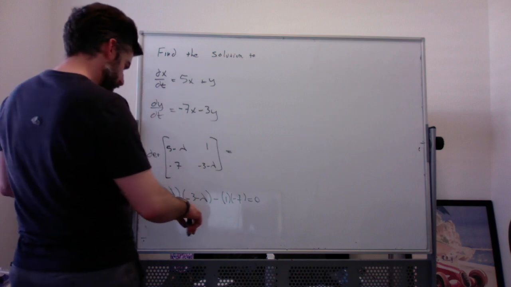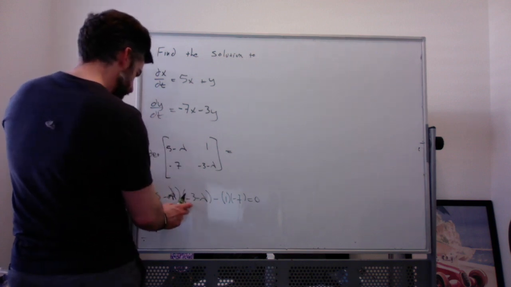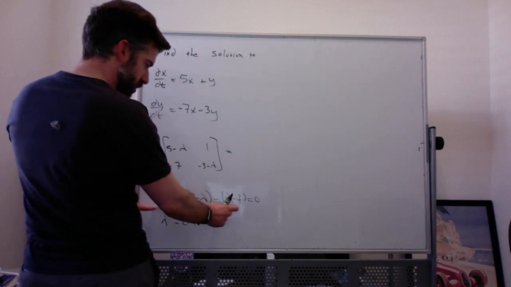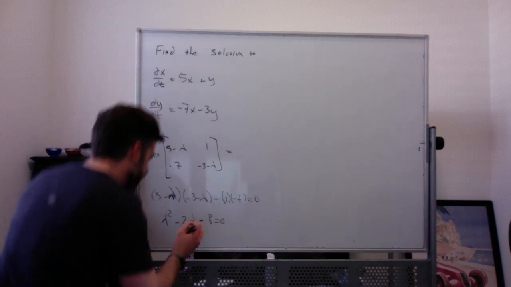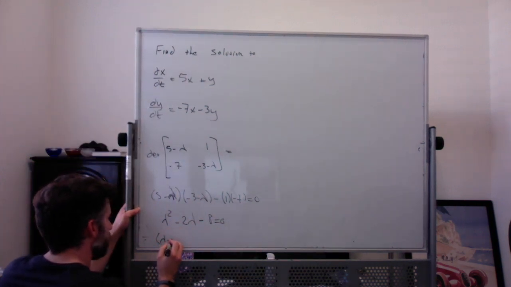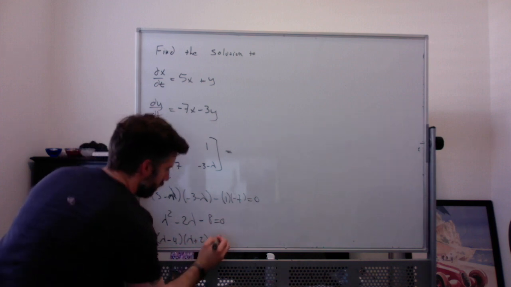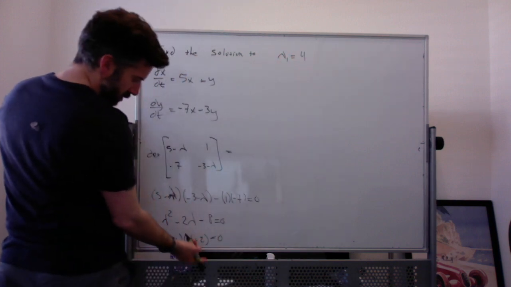So we got negative lambda times negative lambda is lambda squared, plus 3 lambda minus 5 lambda is minus 2 lambda, and then minus 15 plus 7 is minus 8, equals 0. Factoring that, we get lambda minus 4 times lambda plus 2, equal to 0. So we've got lambda 1 equal to 4, and lambda 2 equal to negative 2.